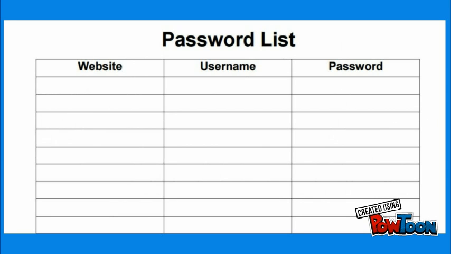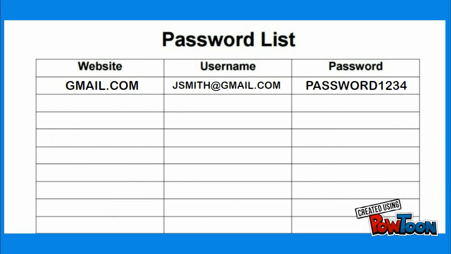Before you begin to change your passwords, you'll need to know the URL or website where your account exists, like gmail.com, and your username, like jsmith@gmail.com, and the password you are currently using, like password1234. It is a good idea to write this information down on a list, which will be useful later. Organize your list by making columns labeled website, username, and password.